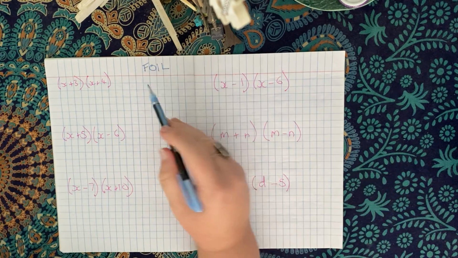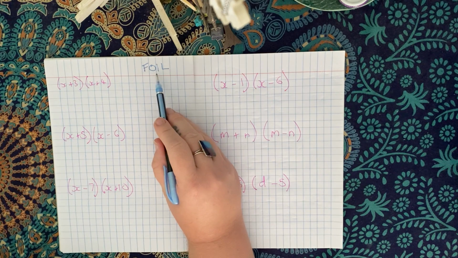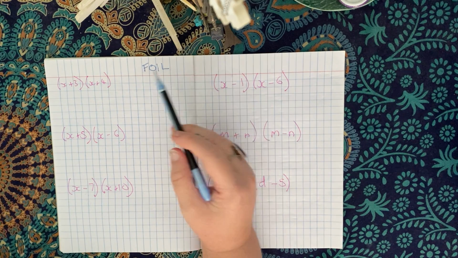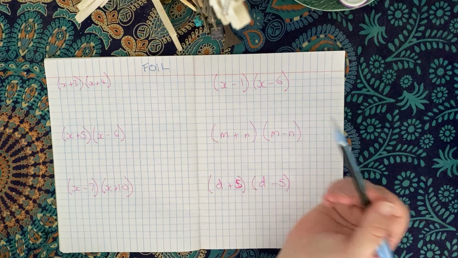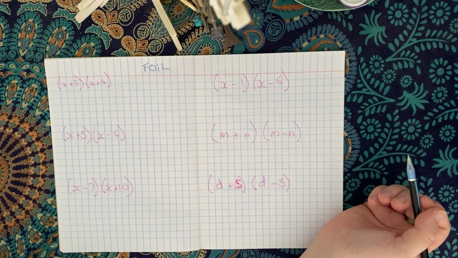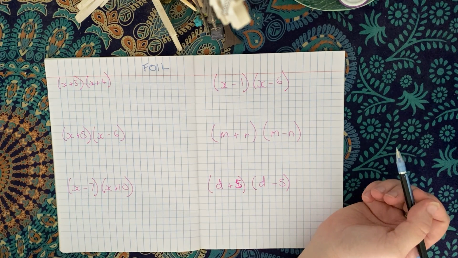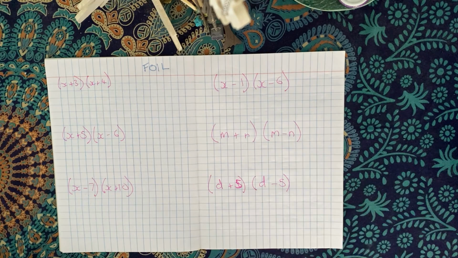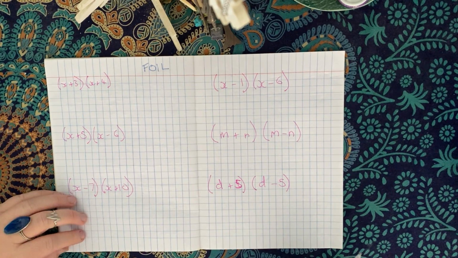So FOIL stands for first, outside, inside, last, right? First, outside, inside, last. So that's the order in which we're going to multiply things. And then we're going to collect any like terms that we have at the end. I'll give you a demonstration as to why this works in a minute, but let's just practice the method.